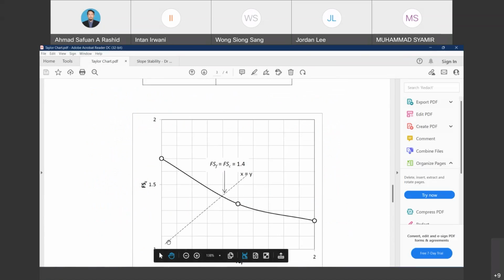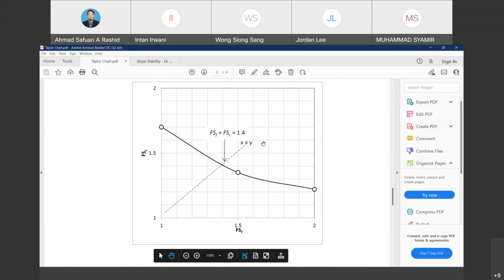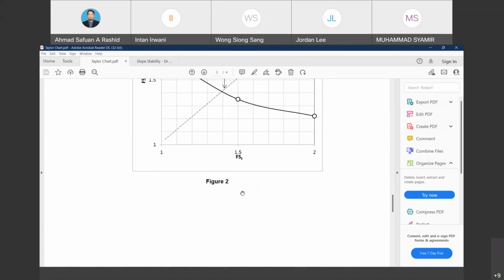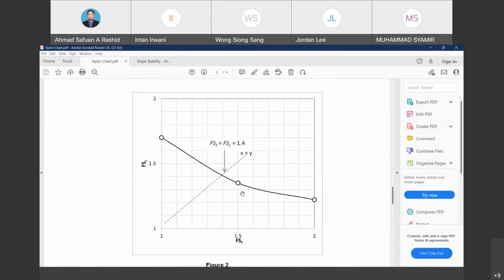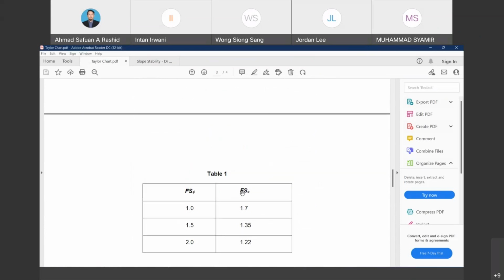From there, draw the line of equality. Then obtain the intersection between the line of equality and the relationship, which is the factor of safety of 1.4. So that is for the Taylor chart.